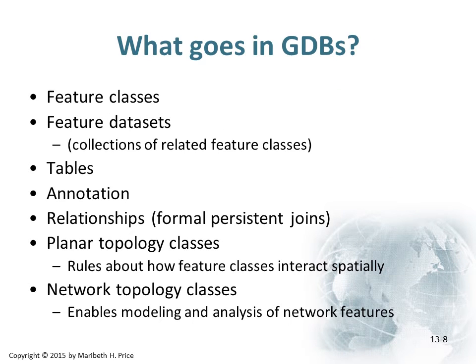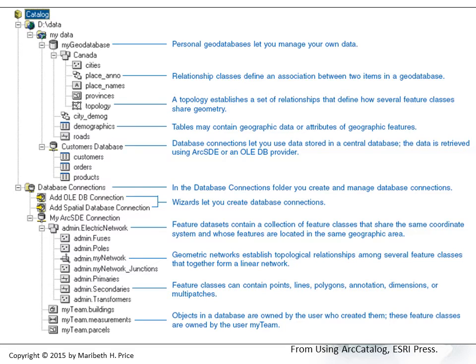So what can go in a geodatabase? All feature classes, feature data sets, that's a collection of related feature classes, as well as tables, annotation, relationships, if you have formal persistent joins, for example, planar topology classes, and network topology classes. And this is just an illustration of what some of the things are, and how they can exist, and the different symbology that is there with them.